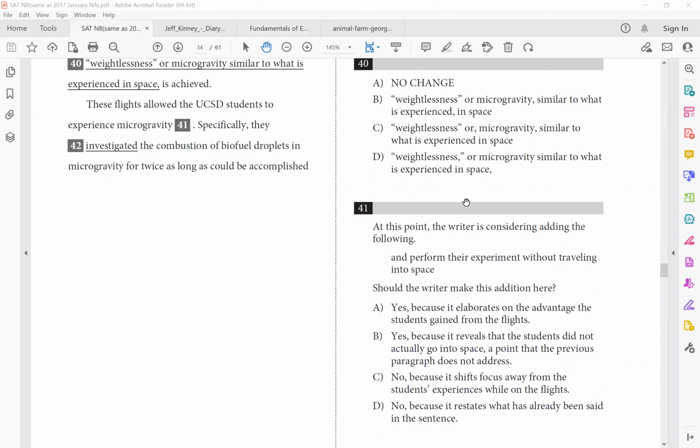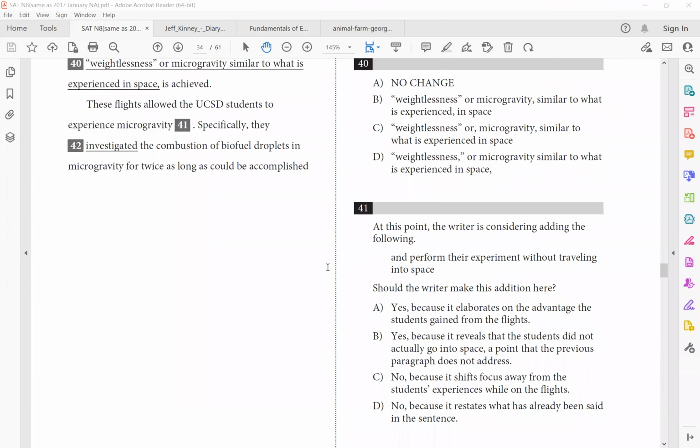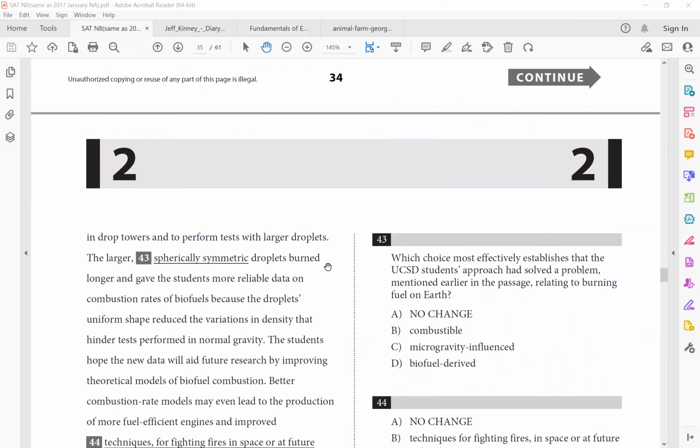For 41, the writer is considering adding the following sentence: "and perform without traveling into space." Yes, of course, because they experience this microgravity simulation, which is the solution. It allows the student to experience microgravity on Earth, so it is relevant. The answer will be A, because it elaborates on the advantage. As for 42, I don't think it's a particularly good question, so I'm going to skip it for now.